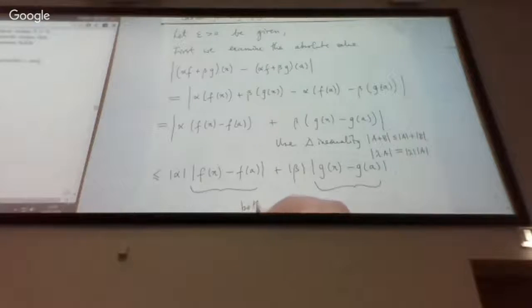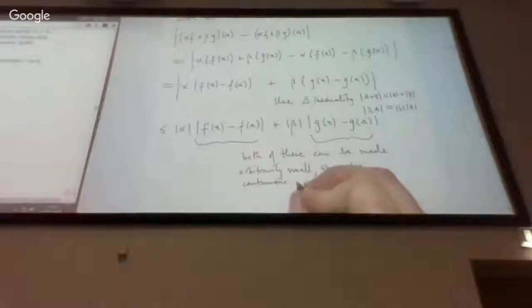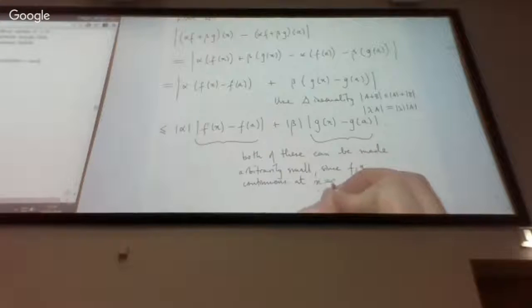Okay? Both of these can be made arbitrarily small, since f and g are continuous at x equals A. Okay, so now we want to hit the nail on the head. Now we want to show exactly what we mean.